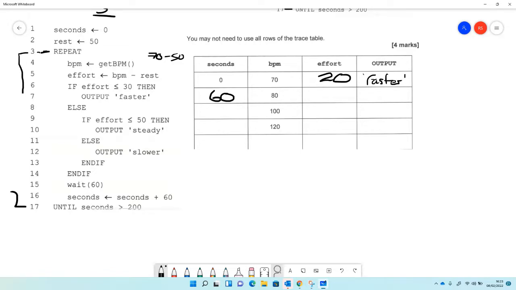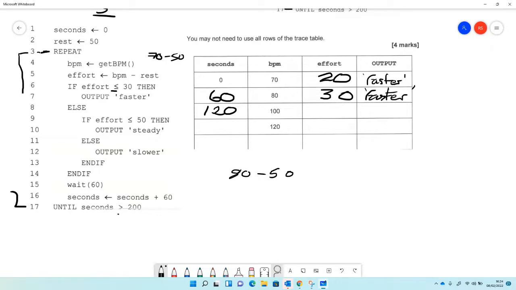We're on the second loop through. Beats per minute gets BPM, so that's 80 now. Effort gets BPM minus rest, so we've got 80 minus 50, which is 30. If it's less than or equal to 30, then we're going to output faster. So faster is output again, and again there's no else there because we've done this one. Then we've got wait 60, seconds gets seconds plus 60. So seconds is up to 120 now. Until seconds is greater than 200, well, it isn't because it's only 120. So we're going to go back up here.